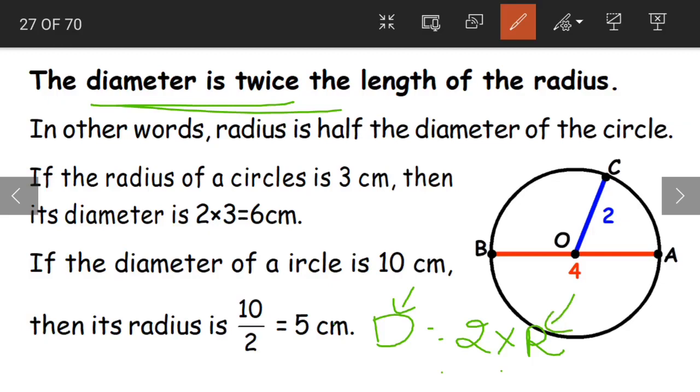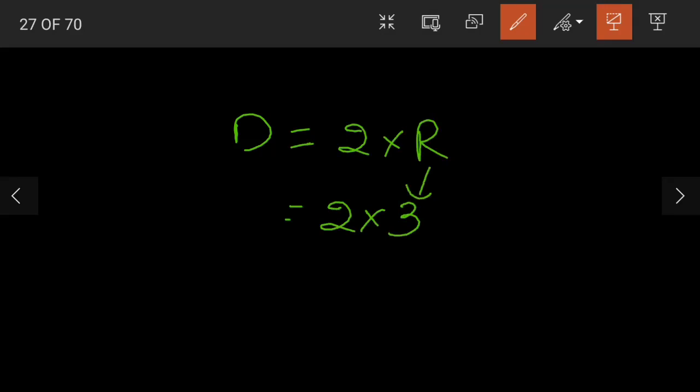So when we have the radius of a circle, we can also find the diameter of the circle by multiplying it with 2. If we take another example, the radius of a circle is 3 centimeters. D is equal to 2 into R. Now the radius is equal to 3, so 2 into 3 is equal to 6 centimeters. The diameter of the given circle is equal to 6 centimeters.